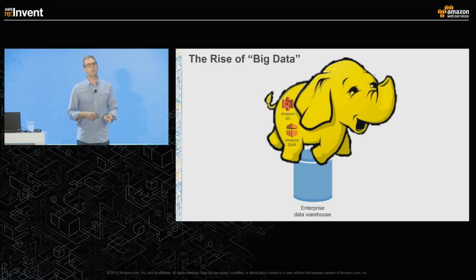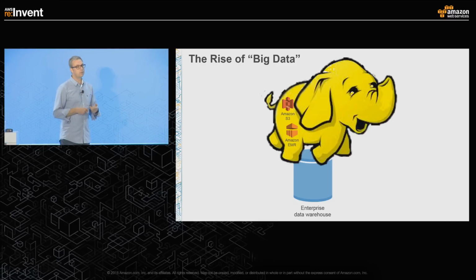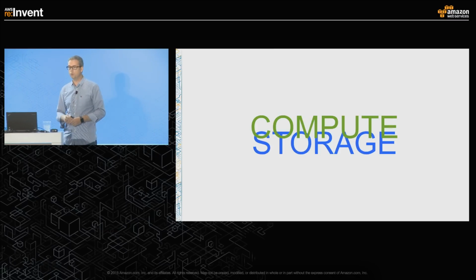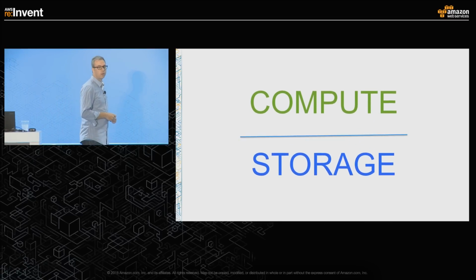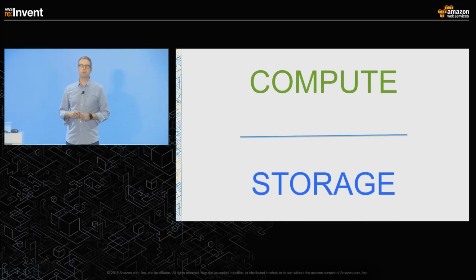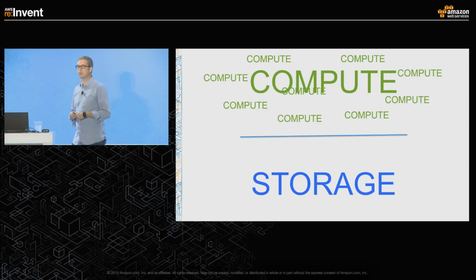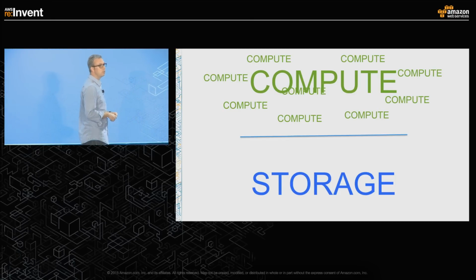Now, one of the things that the Hadoop ecosystem and the big data solution to a problem helped us do was to take that tightly coupled compute and storage and break it apart so that we could run lots and lots of compute on a system that was independent of the job that you were trying to accomplish.